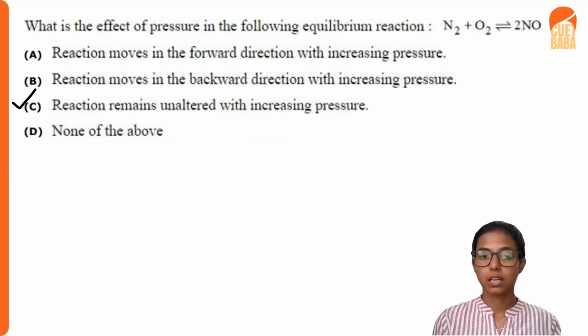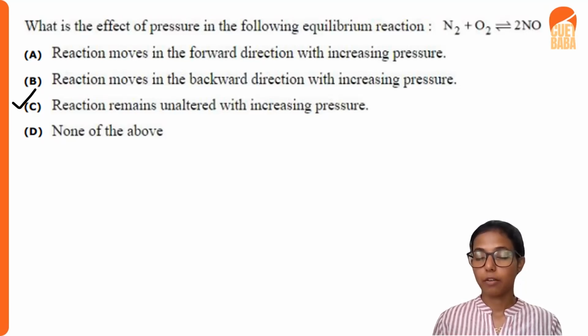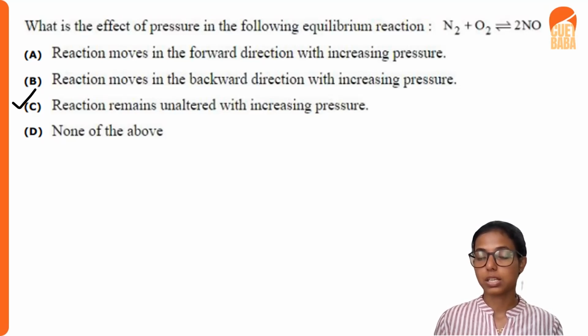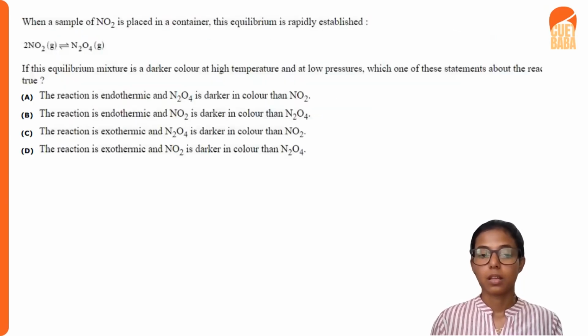When we see the equation, on the reactant side there are 2 molecules undergoing reaction, and on the product side there are 2 molecules formed. So delta Ng is equal to 0, that is, the number of product molecules formed minus the number of reactant molecules involved in the reaction is 0. An increase or decrease in pressure cannot alter this reaction. According to Le Chatelier's principle, pressure has no effect on this equilibrium. So the reaction remains unaltered with increasing pressure is the right answer, that is, option C.